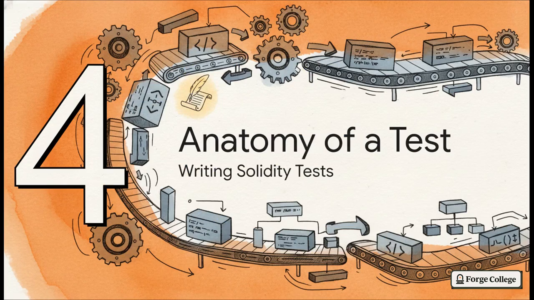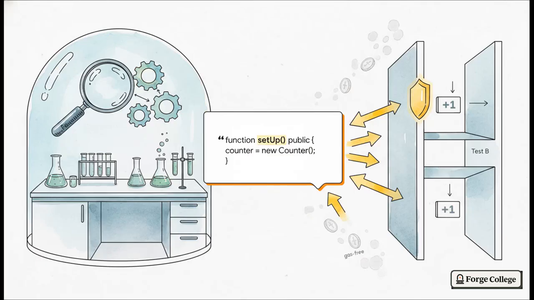Section 4. Anatomy of a test. How we actually write these Solidity tests. Okay, let's grab an actual piece of material moving through our factory, the test contract itself. Every good scientific experiment needs a completely pristine, uncontaminated workspace, right? Well, in Foundry, we get that by using the setUp function. It's a brilliant, completely Solidity-native convention.